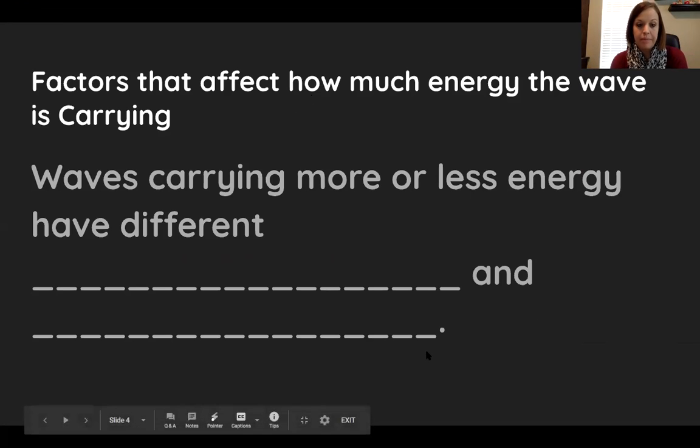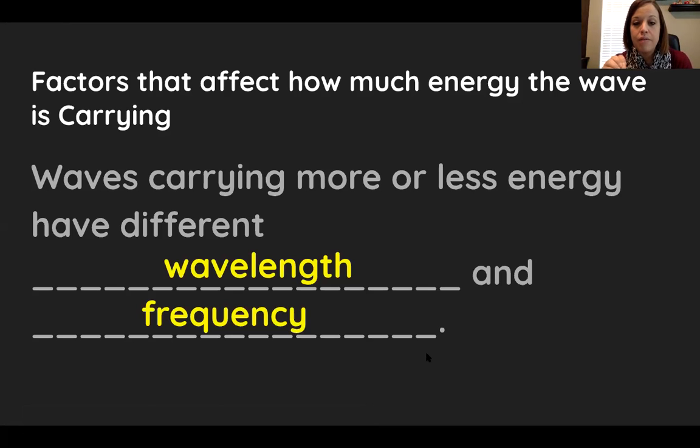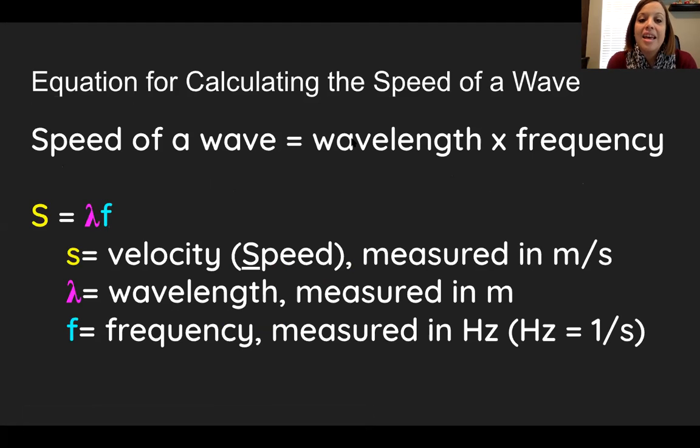Wavelength and frequency, okay? So wavelength and frequency are the two factors that are involved in the amount of energy that wave is carrying and the speed of the wave. If you have a lot of waves per second, that's going to be a really fast wave, right? If you have less waves per second, low frequency, that's going to be a slower wave. So we have this magical equation of math, okay, science math, to calculate the speed of a wave. The speed of a wave is equal to wavelength times frequency, okay?